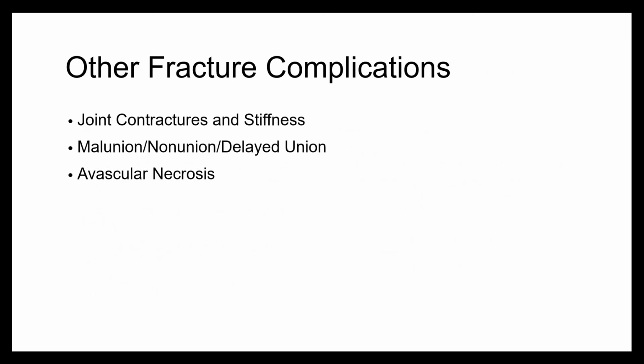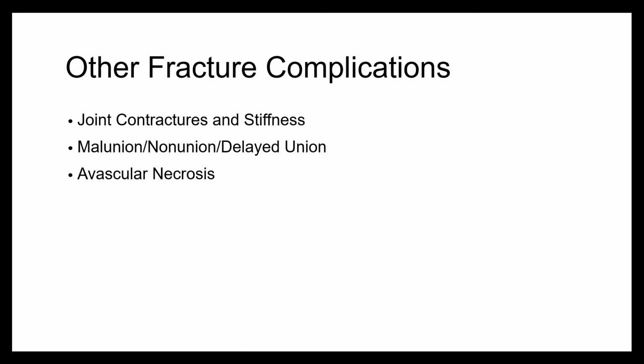Some other types of fracture complications that can occur are joint contractures and stiffness. These are going to be common in relation to patients who have worn a cast for a prolonged period of time that has covered at least one joint or more in their extremities. Malunion, non-union, and delayed union all refer to terms in which the broken bone does not properly realign and reunite. Malunion is when it heals improperly. Non-union is when it does not heal at all, and delayed union is when the bone eventually heals, but it takes longer than what we expected it to take.